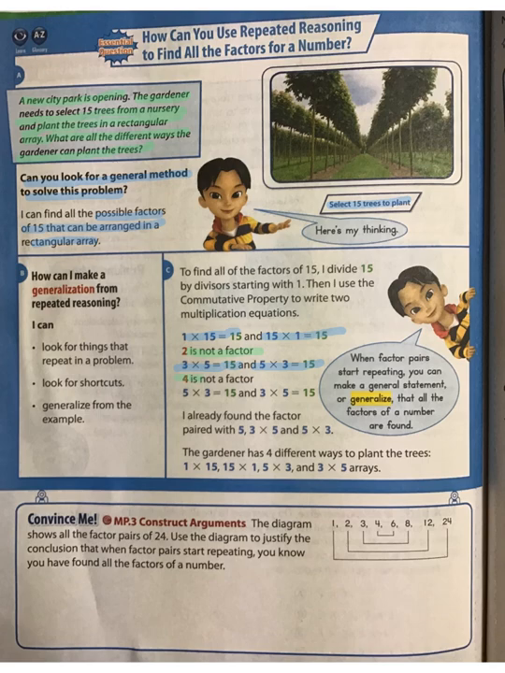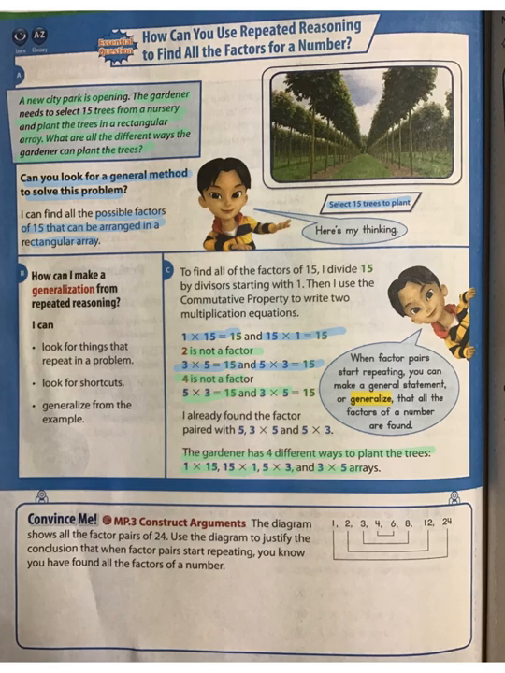4 is not a factor because it is not even. So we already found 5, and there are no other factors. So the gardener has 4 different ways to plant the trees: 1 row of 15, 15 rows of 1, 5 rows of 3, and 3 rows of 5.